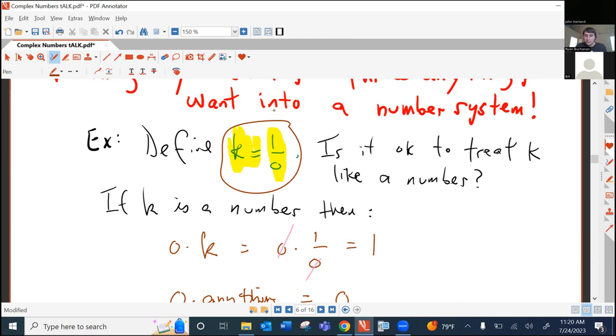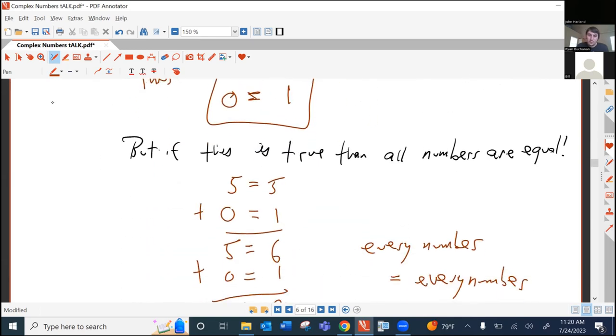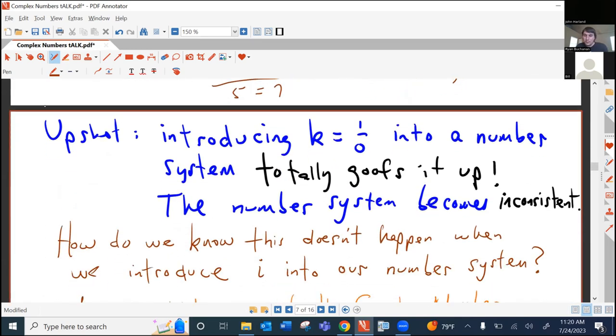But it is going to throw a wrench in the number system, and you cannot treat it like a normal number if you want other properties of your number system to hold up. So you can't just throw anything you want in. So how do we know this doesn't happen when we introduce the square root of -1?